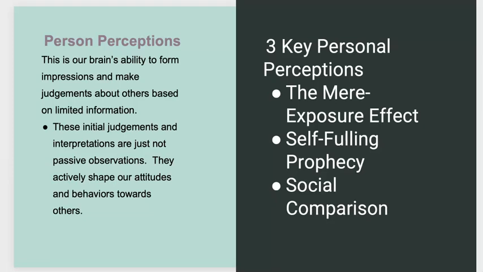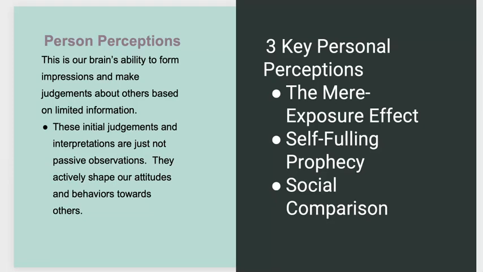There are three key concepts we're going to talk about: the mere exposure effect, self-fulfilling prophecy, and social comparison. And you're going to hear that self-fulfilling prophecy is what I get on to several of you in class about all the time. Remember, this is our brain's ability to form impressions and make judgments based on limited information. Every day, whether we're watching strangers interact on a bus, choosing which post to like on social media, or participating in our classroom activities and discussions, we are always evaluating and interpreting the world around us through this lens. These initial judgments and interpretations are not passive. Again, they're very active. They shape our attitudes and behavior towards others.